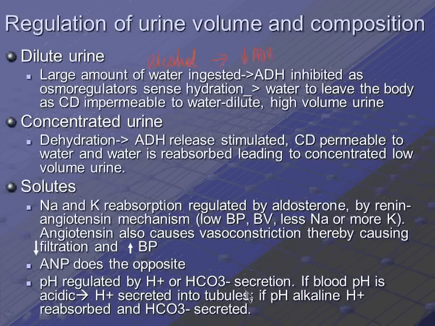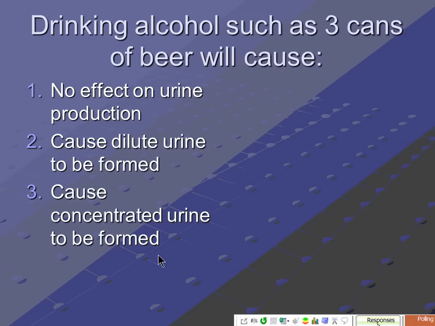Then you bring your pH back, and instead bicarbonate is secreted. Okay, so all of this is really common sense. So say someone drank 3 cans of beer. What would be the effect on urine?